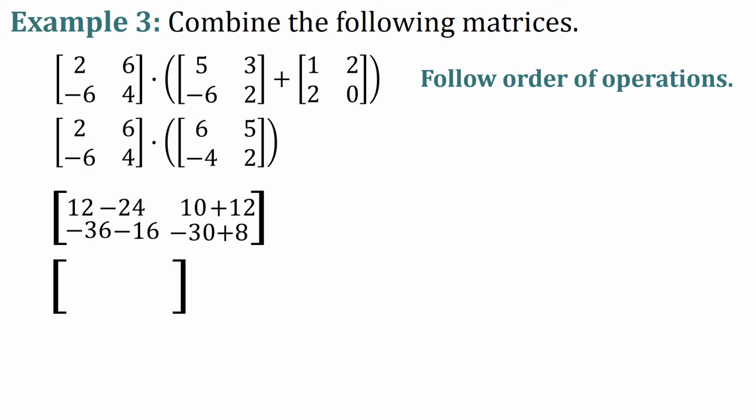Simplifying all of this, 12 minus 24 is negative 12, 10 plus 12 is 22, negative 36 minus 16 is negative 52, and negative 30 plus 8 is negative 22. So now we have simplified the expression above.